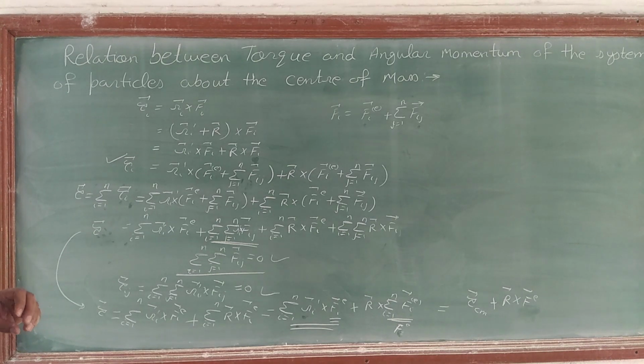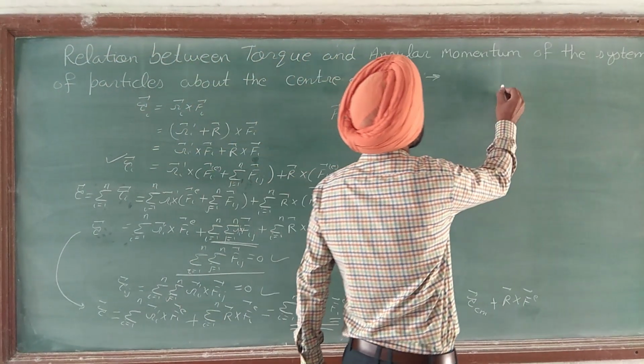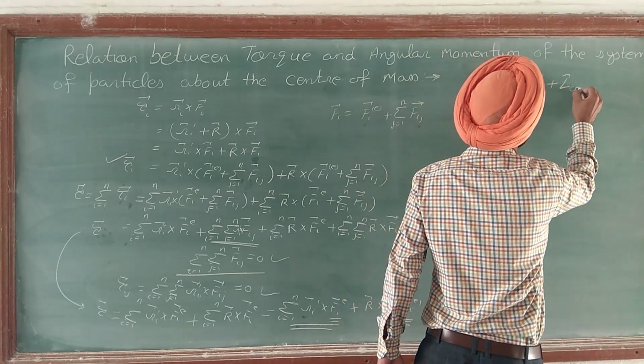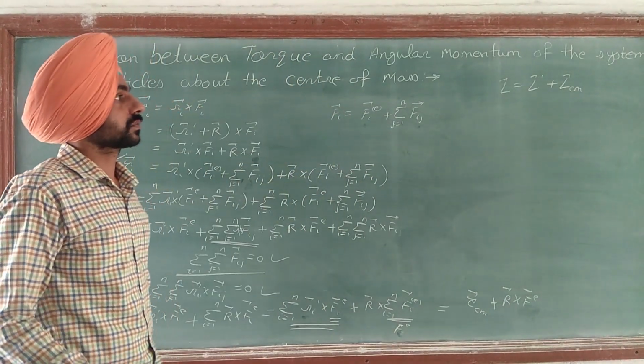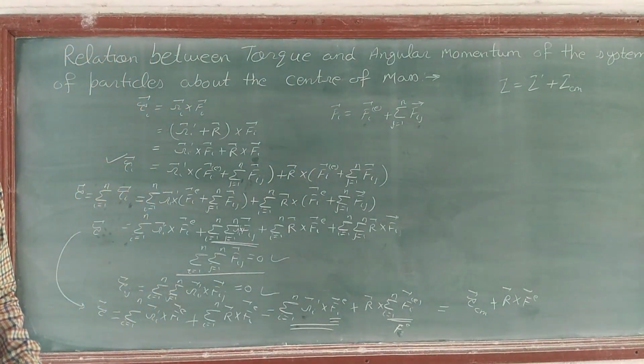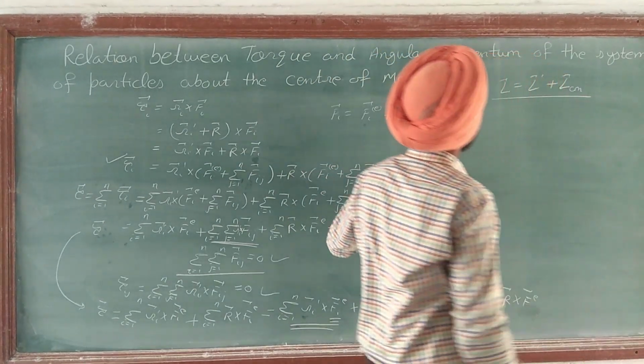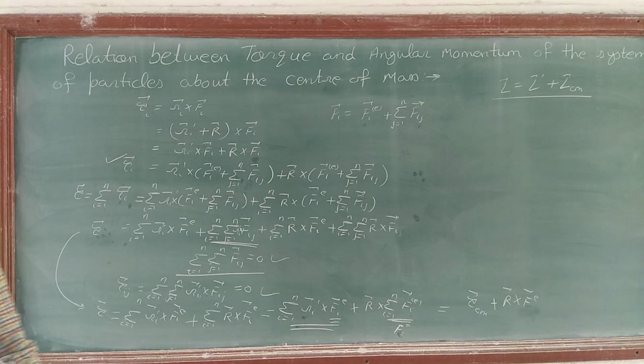Now in our previous lecture on angular momentum, we had found out that the angular momentum vector L is vector L prime plus LCm. If you remember this, otherwise you can go to the previous lecture. The total angular momentum of the system of particles is the vector sum of the angular momentum of the center of mass and the angular momentum of all the particles relative to the center of mass. So this was found in our previous lecture.